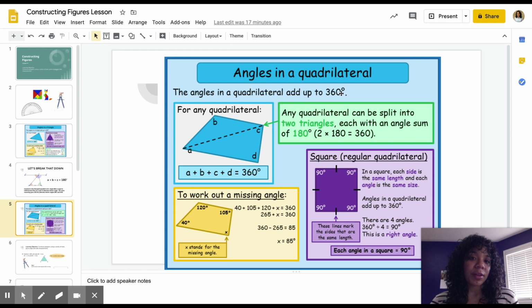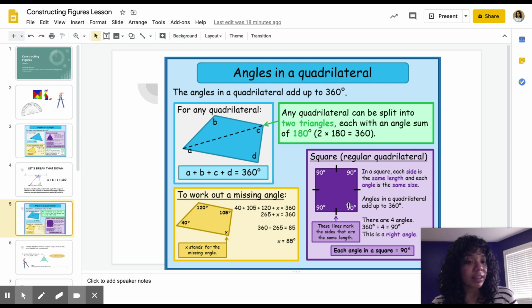Okay, and this relates with the triangle rule, because if you were to draw a line dividing this quadrilateral, it would divide it into two triangles. And we just learned that the interior angles of triangles equal to 180. So if that's the case, if it's made up of two triangles, then we know that the interior angle of a quadrilateral would be twice 180, which is 360. So in that case, angle A, angle B, angle C, and angle D equal to 360.